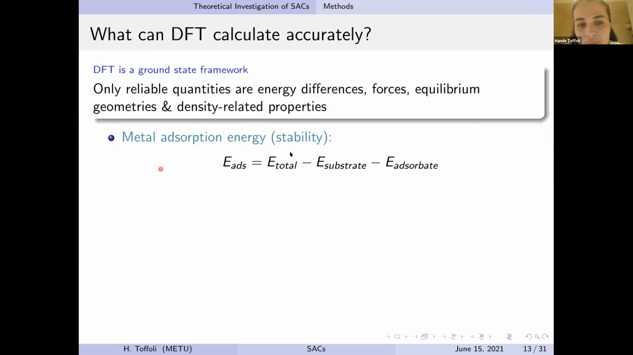So of course, metal adsorption energy is a very good candidate because it only relies on ground state energies of the components. So you calculate the total ground state energy. From that, you subtract the energy of your substrate and the energy of the isolated adsorbate. So metal adsorption energy, which is important for stability, can be calculated quite reliably.